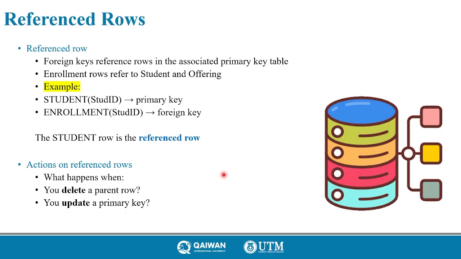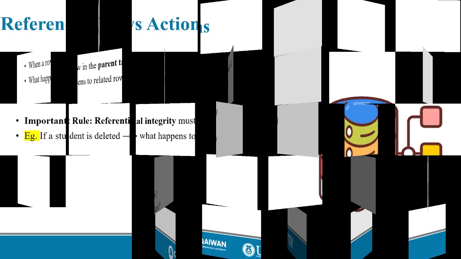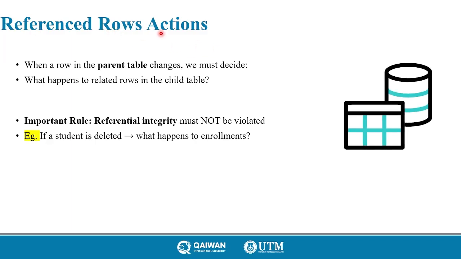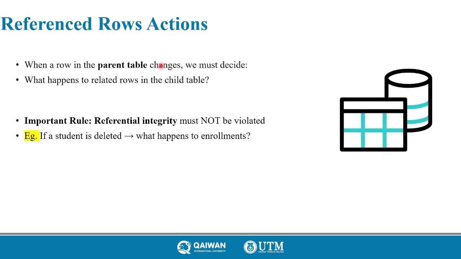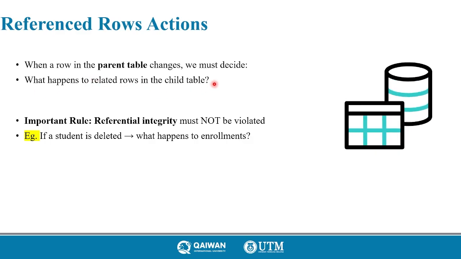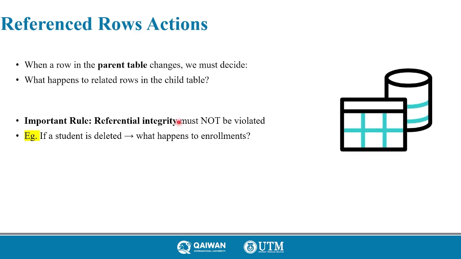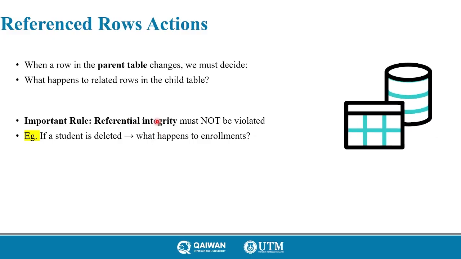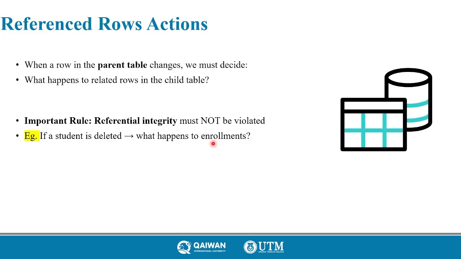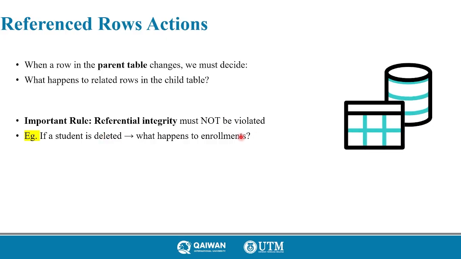Okay, these are the questions that you should know by now. Now, reference row actions. When a row in a parent table changes, we must decide what happens to related rows in the child table. This is for sure. Important rule: referential integrity must not be violated. And we explained it in slide number 9 or 10, referential integrity. Example, if a student is deleted, what happens to the enrollment? So you should not allow deletion of a student because we have it in the enrollments.